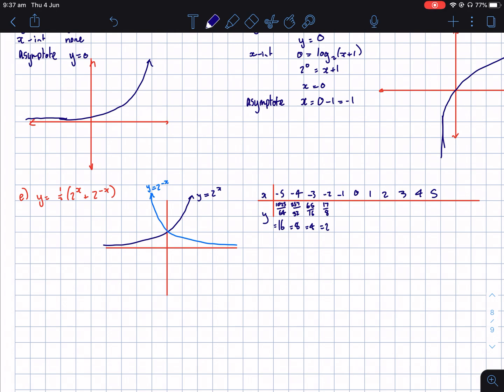Let's chuck in -1. We've got 5 over 4, which is 1.25. Like now the decimal's not too small for me to bother writing. 0, well, it's just 1. Okay, let's chuck in 1, and you should be able to guess already what's going to happen. It's exactly the same as for -1.